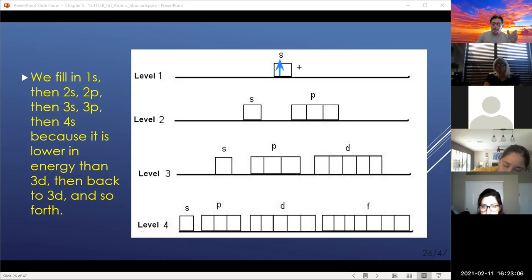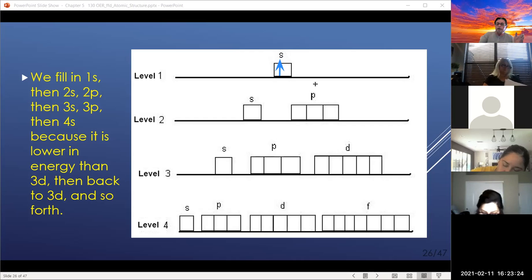1, the coefficient 1 represents the energy level. S represents the orbit. And then the superscript 1 represents 1 electron. And that is hydrogen. As we go across the periodic table, we go to helium.